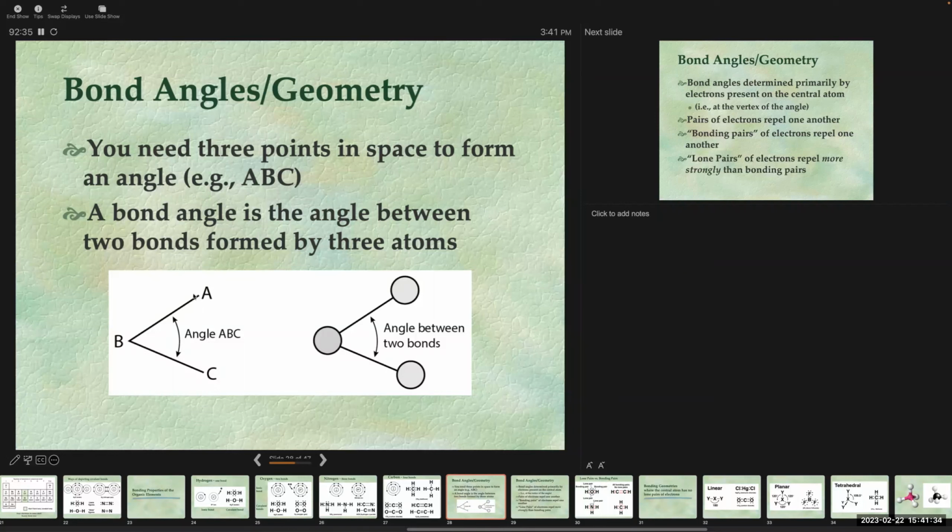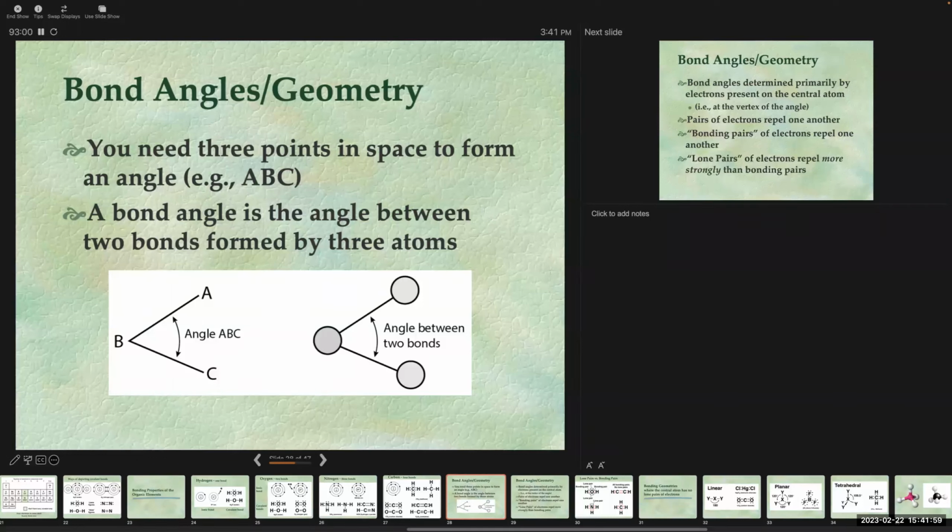So in this case, in the bottom left here, we've got point A, point B, point C. And if you draw a line between A and B, and you draw another line between B and C, that forms an angle. And we would call that angle ABC. And there's a certain value for that angle that we would measure in degrees.